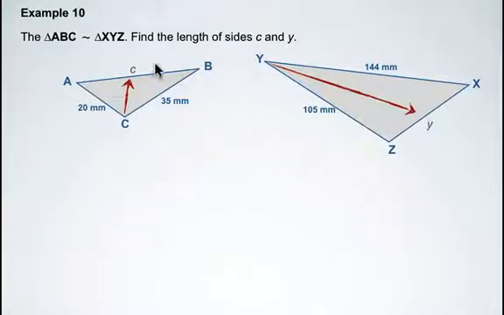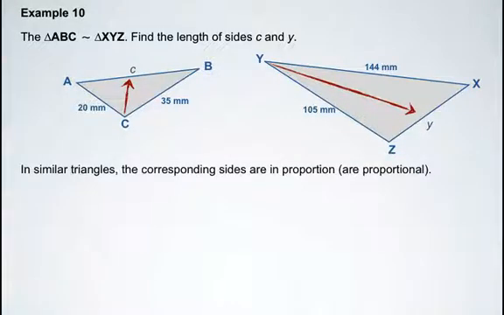Now, when verifying similar triangles, we can compare corresponding sides in the triangles, or we could take a look at individual sides and compare the ratio of the sides within triangles to verify if triangles are in fact similar. In this case, we're given that triangle ABC is similar to triangle XYZ, and we're going to use some of the properties of similar triangles to find out the lengths of unknown sides C and Y. So in similar triangles, the corresponding sides are in proportion, or are proportional.